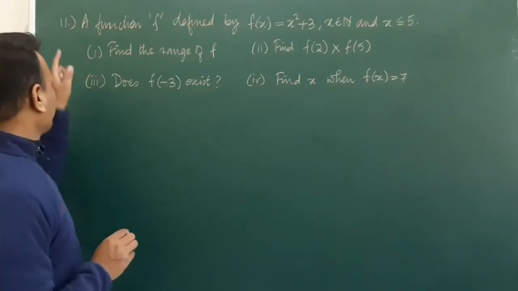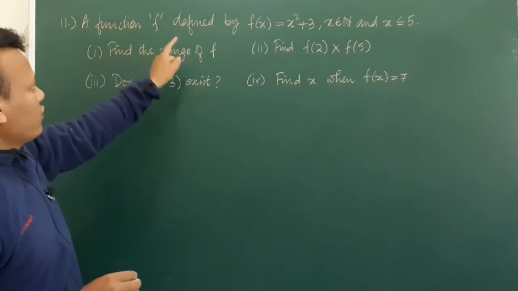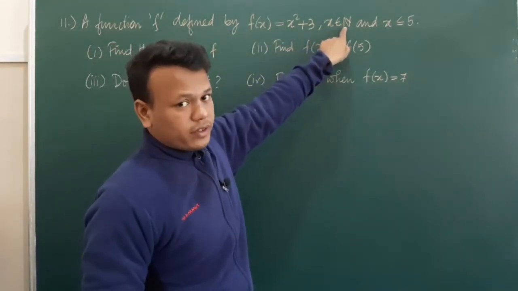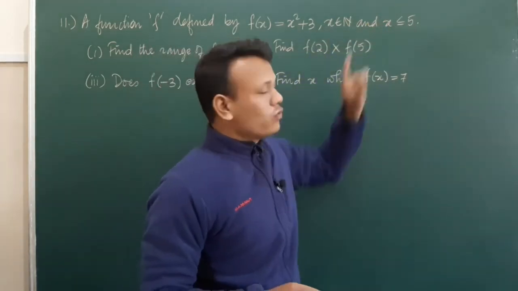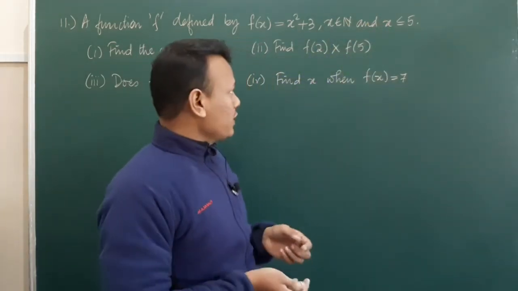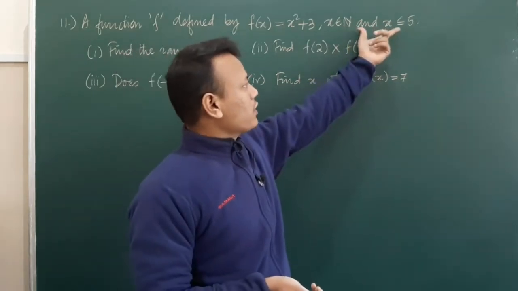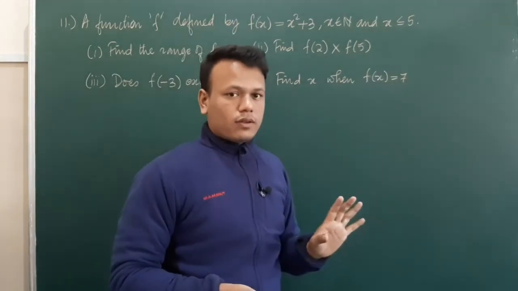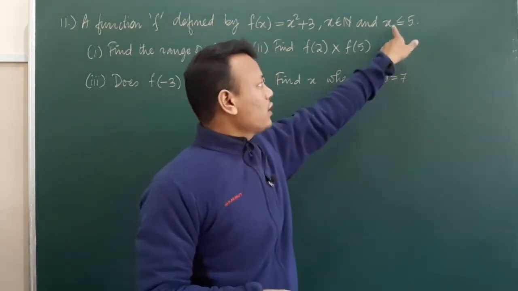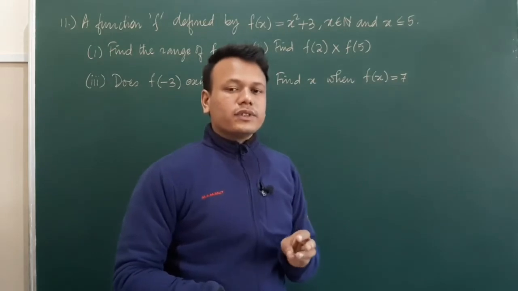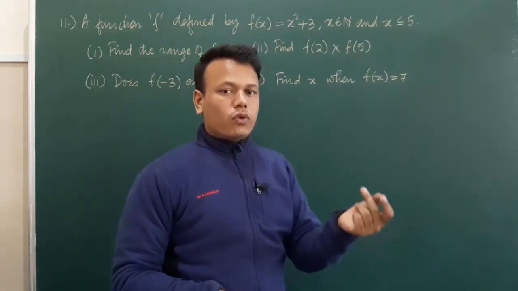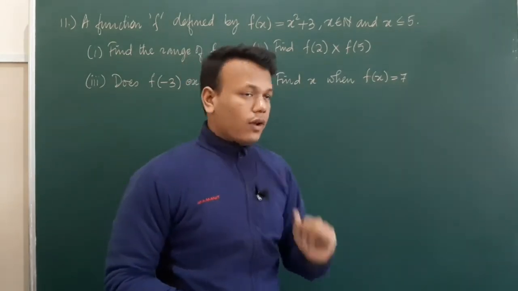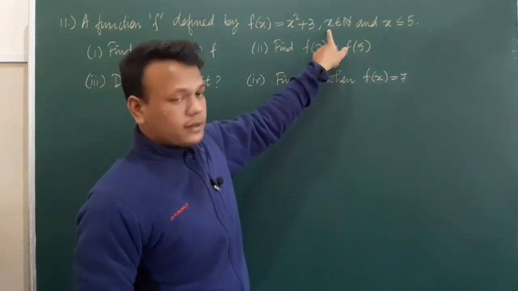Next we have question number 11. The question says a function f defined by f(x) equals x squared plus 3, x belongs to the set of natural numbers and x is less than or equal to 5. This means x is a natural number and x has to be less than or equal to 5. What are the natural numbers which are less than or equal to 5? The numbers are 1, 2, 3, 4 and 5. There's an equal to sign as well. So there are 5 values for x.